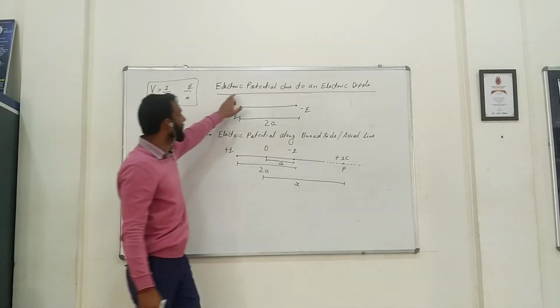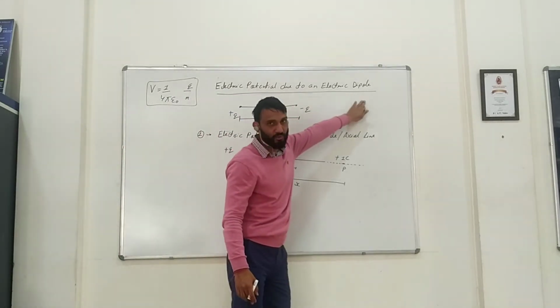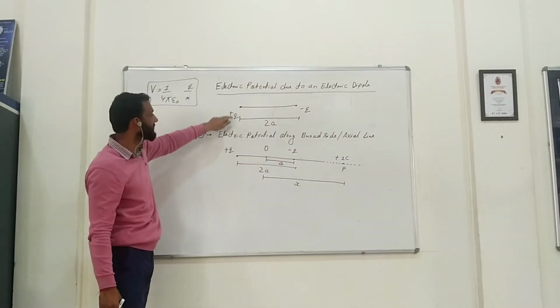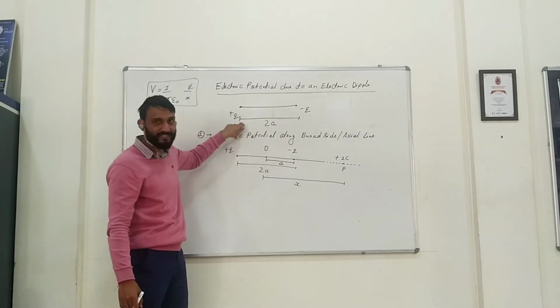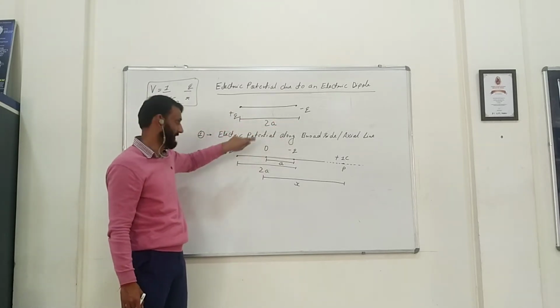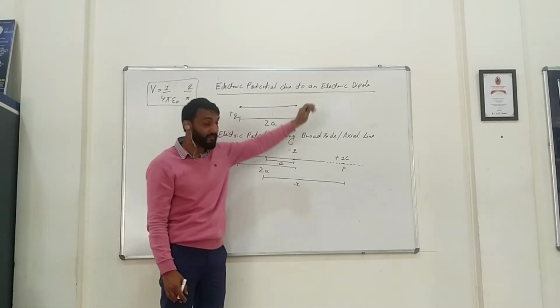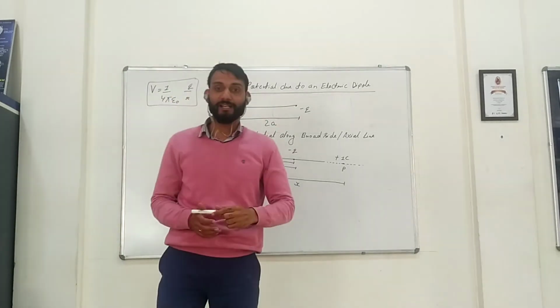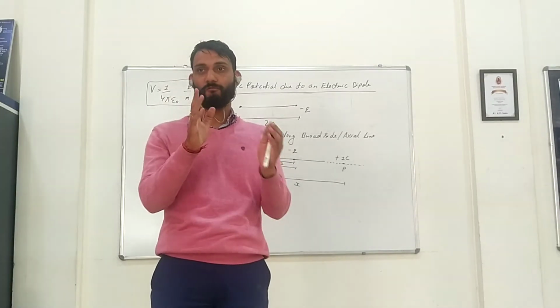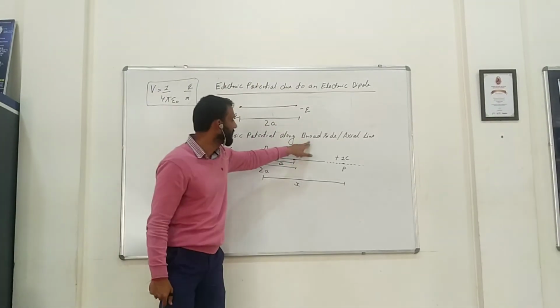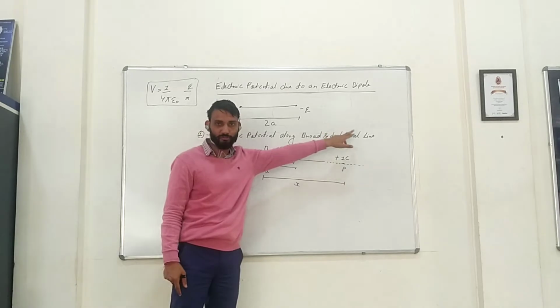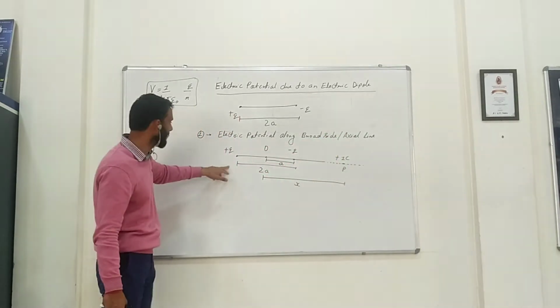Now we are calculating electric potential due to an electric dipole, and an electric dipole is a set of two equal and opposite charges separated by a small distance. So for an electric dipole we have two cases. One case is along the broadside, or also known as the axial line. Okay, so how do we calculate it?